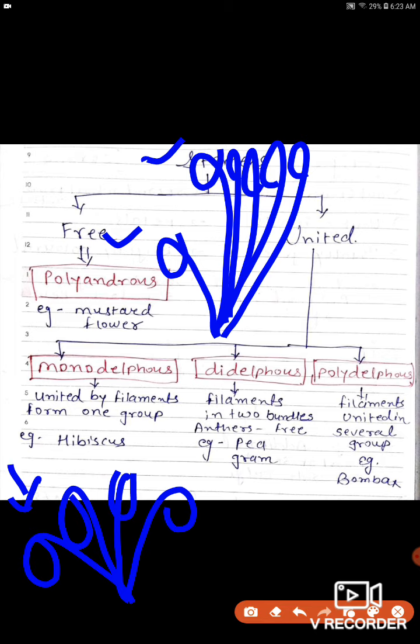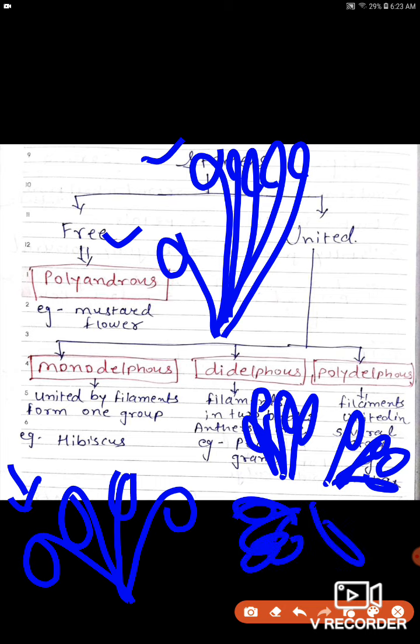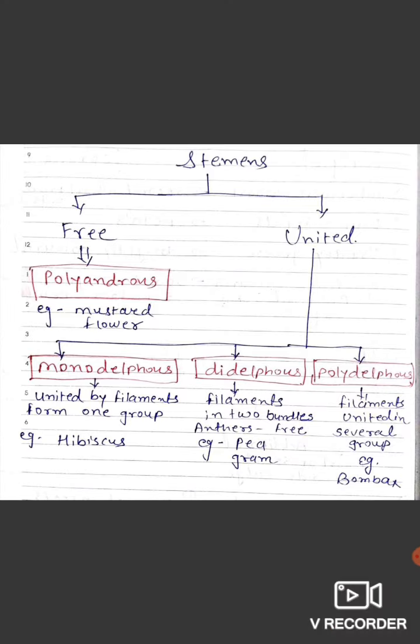Polydelphous means the filaments are united in several groups, for example more than two groups. 1, 2, then 3, 4, like that. So when more than one group is present, then it is called polydelphous. The example is the bombax flower.